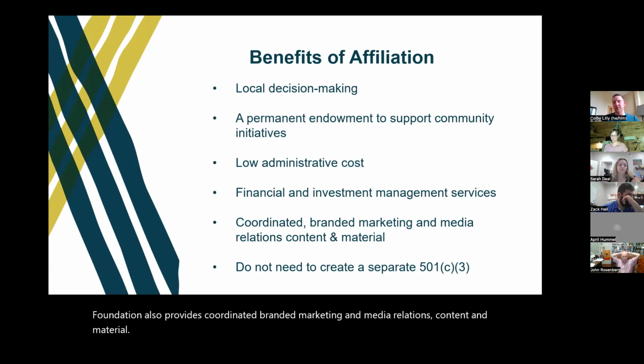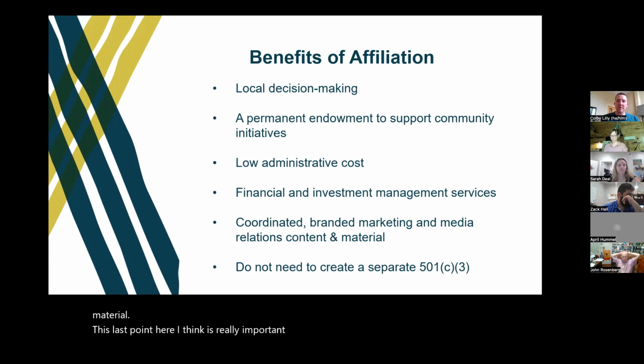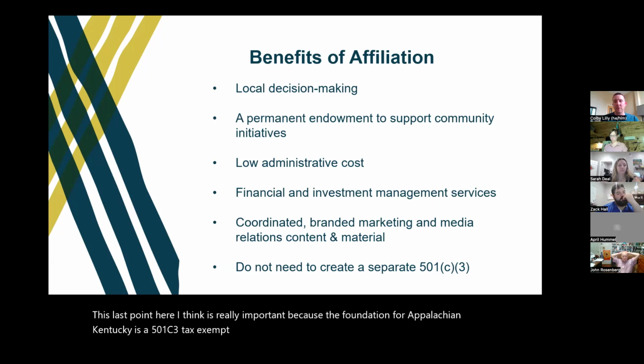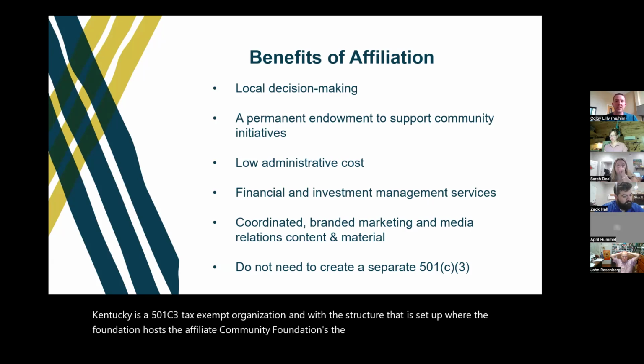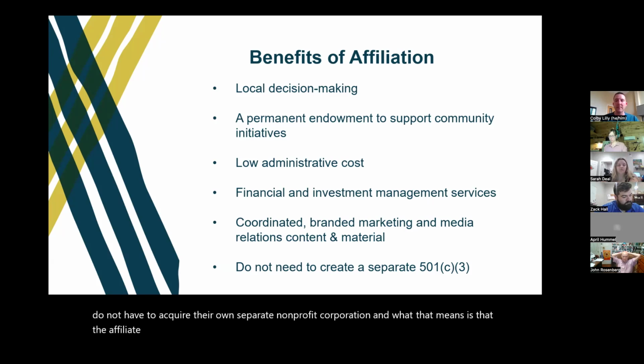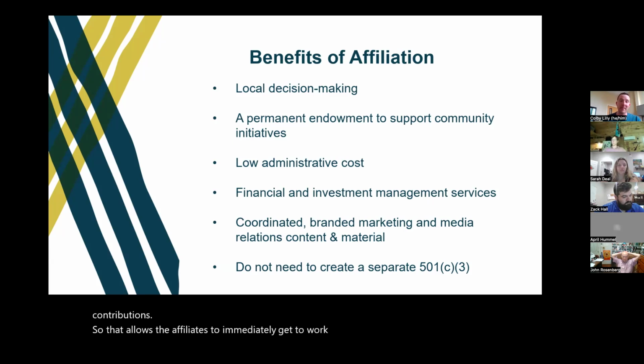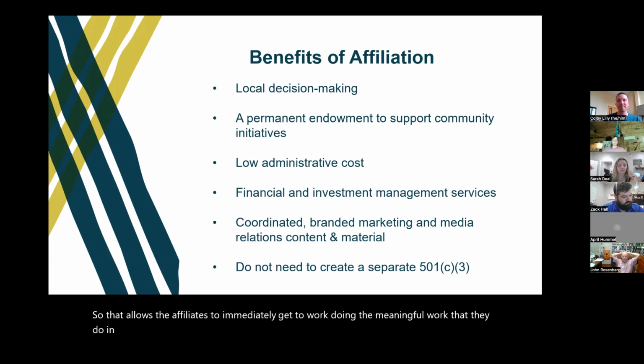This last point here, I think, is really important because the Foundation for Appalachian Kentucky is a 501c3 tax-exempt organization. And with the structure that is set up where the foundation hosts the affiliate community foundations, the affiliate community foundations do not have to acquire their own separate nonprofit incorporation. And what that means is that the affiliate community foundations can immediately begin collecting tax-deductible contributions. So that allows the affiliates to immediately get to work doing the meaningful work that they do in their communities.